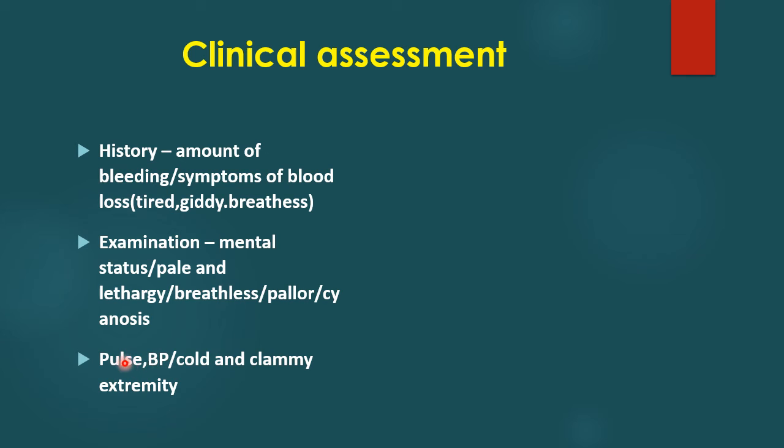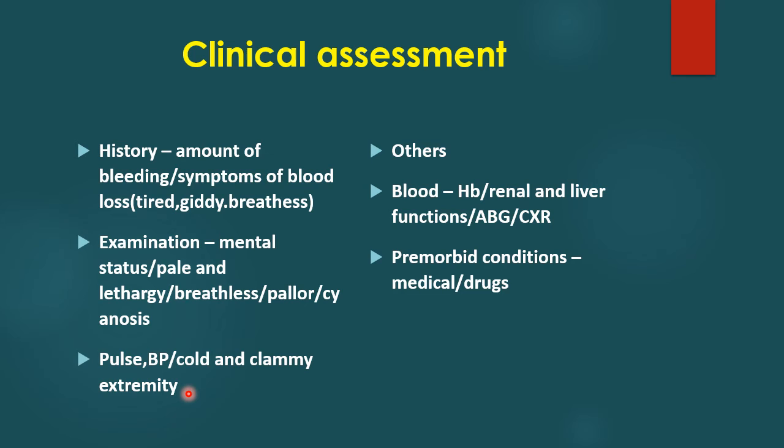The BP, pulse, and the cold clammy extremities are important indicators of the severity of the bleeding. Other parameters include the blood tests like hemoglobin, renal and liver function tests, ABG, and chest X-ray. And also it's important to get details of the premorbid conditions of the patient, the medical illnesses he or she has got, and the drugs, especially anticoagulants, that he may be taking every day.